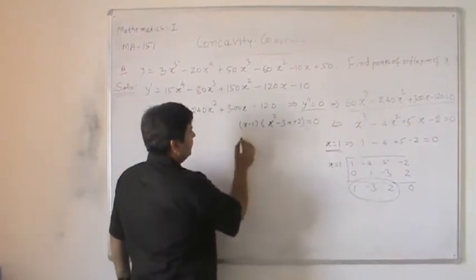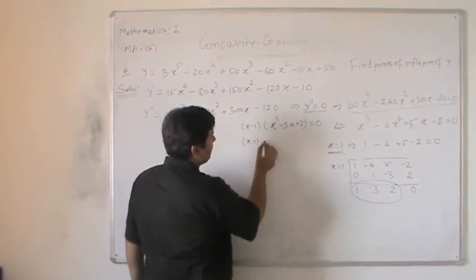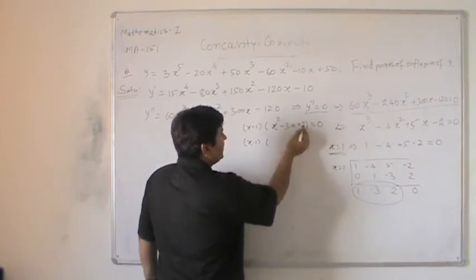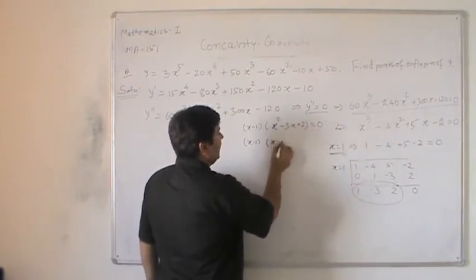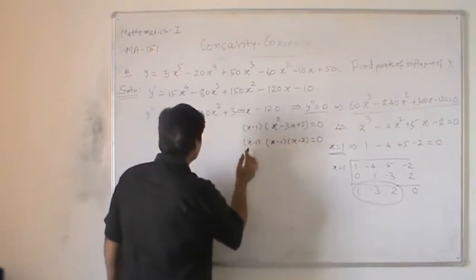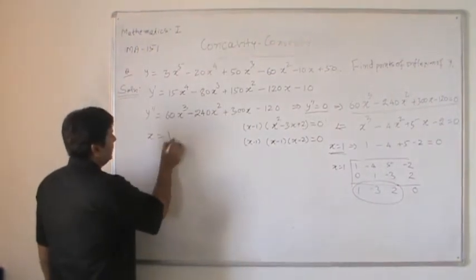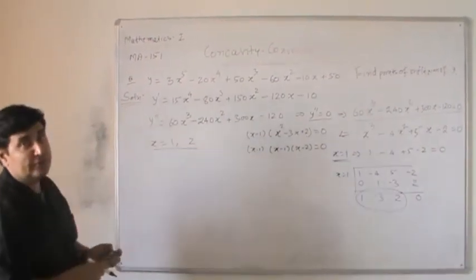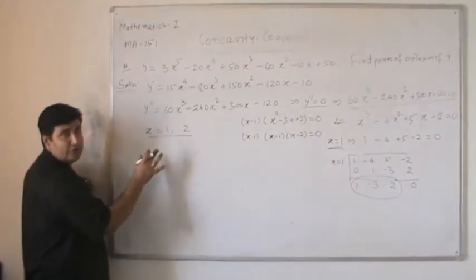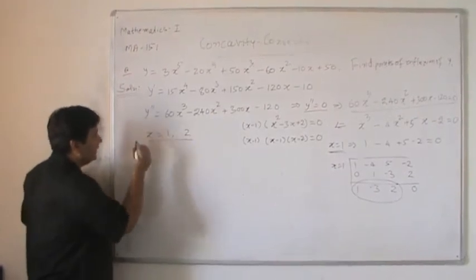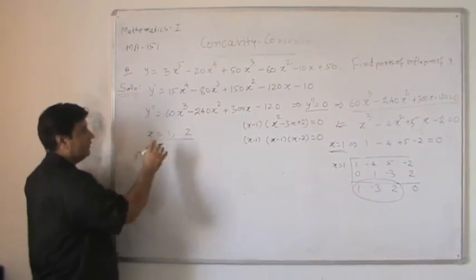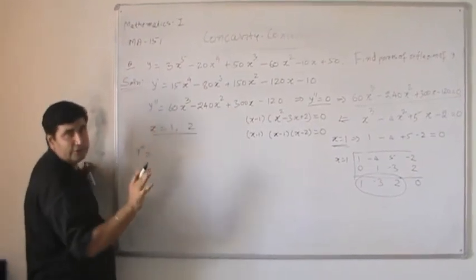Now we observe the factorization, and we see that 2 can be factorized as minus 2 times minus 1. So we will have x minus 1, x minus 2 as factors. So we get 2 points, which may be the points of inflection. Now to decide surely whether these are the points of inflection or not, we need to calculate the third derivative, because we know that at x equal to 1 and x equal to 2, the second derivative is 0.